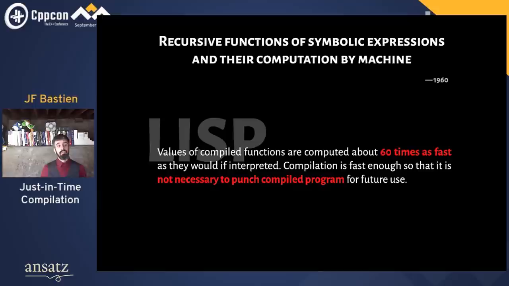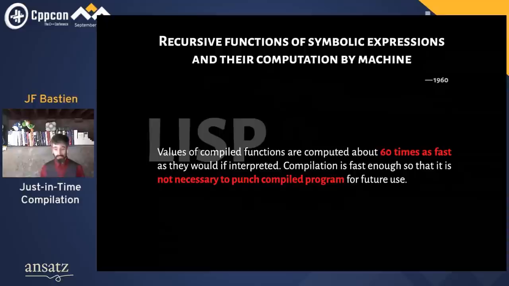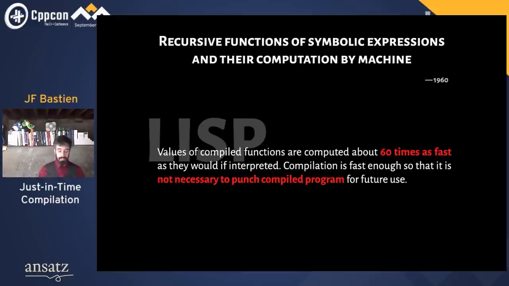There are quite a few like that in the 60s, and they're kind of quaint. They do different things. So for example, when they speak of punching compiled programs, they actually mean punch cards, not punching the program because it's not fast enough. Okay, so it's quaint. It's a really cool paper. It talks about S-expressions and things like that. It's worth watching. All right.